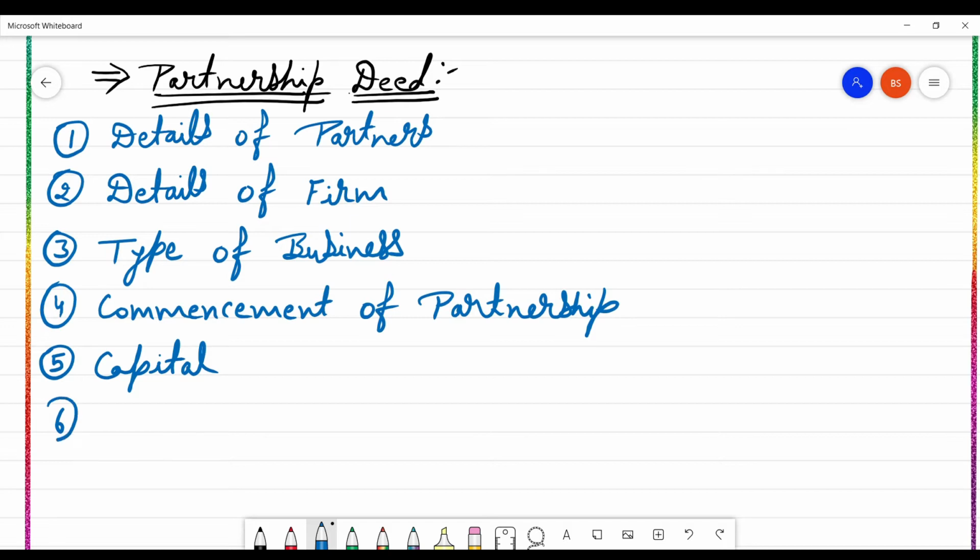Sixth one is interest on capital. Whether interest on capital is to be paid or not. If yes, then what percentage? These points are mentioned in the partnership deed. If no provision is made in partnership deed, no interest on capital is paid to the partners.